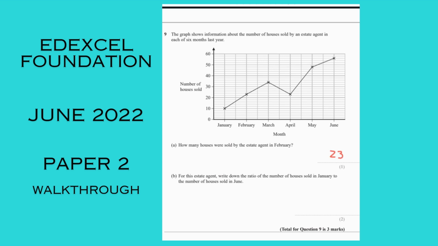For this estate agent, write down the ratio, number of houses sold in January, that's a 10, to the numbers sold in June, follow it across, that's a 56. No need to cancel it down, doesn't ask you to, why bother?